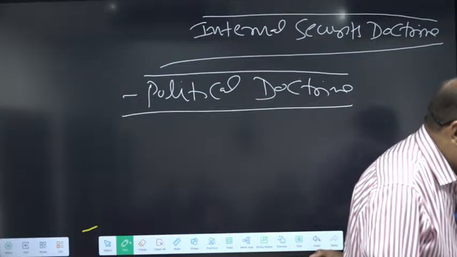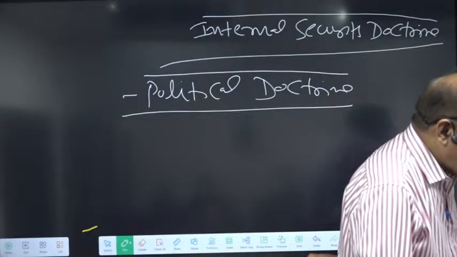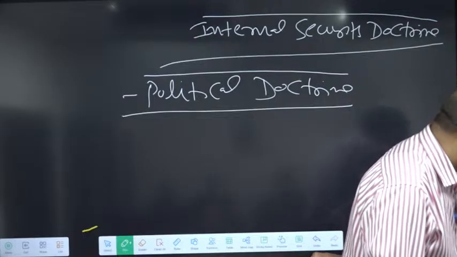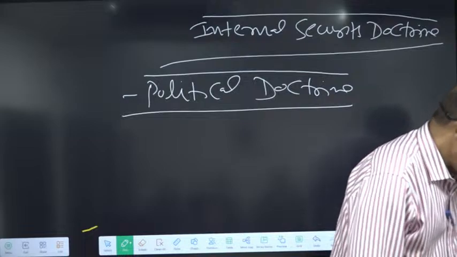See, this is a part of general security, the modern concept of security. But not in internal security.